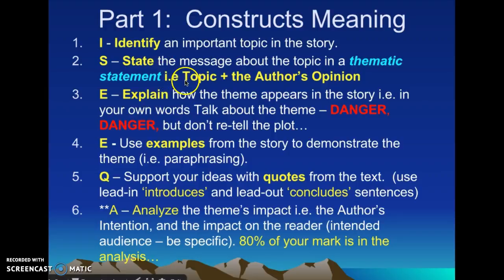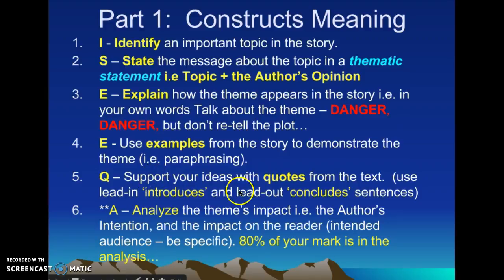Once you've identified the theme, you're going to explain how the theme appears in the story, okay? So beware here to not retell the plot of the story. The person marking your exam has read the story. Don't spend your time retelling the plot. Talk about how the theme appears in a meaningful way, okay? Then use examples from the story to demonstrate the theme. This would be paraphrasing. You can also use direct quotations, okay?